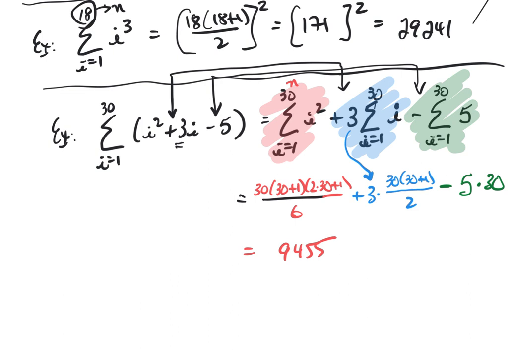9,455. The second one I'll do in blue here. It'd be 30 times 31 divided by 2. But then we have to multiply by the 3 out front. So that'll be 1,395. And then finally subtract 5 times 30, which is 150. And so our overall summation then would be 9,455 plus 1,395 minus 150. And our overall summation then would be 10,700.